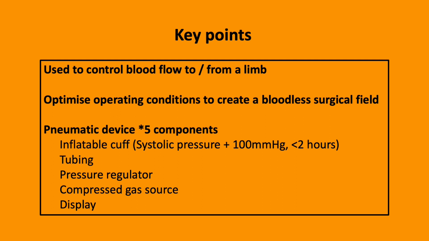Arterial tourniquets control blood flow to and from the limb. They're used in the operating room to create a bloodless surgical field, and they're based on 5 components. An inflatable cuff, which is usually inflated to 100 mmHg above the systolic pressure for less than 2 hours. Tubing, a pressure regulator, compressed gas source and a display.